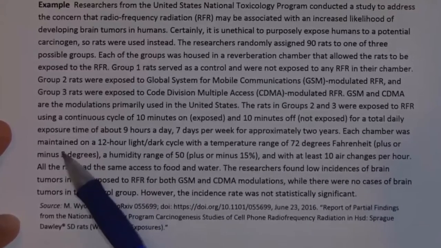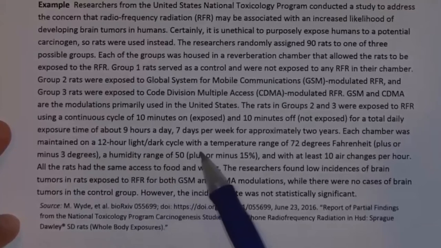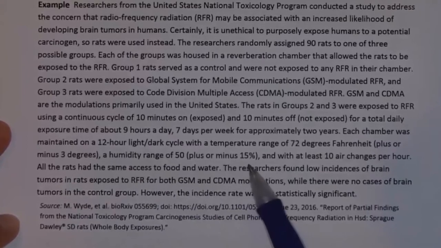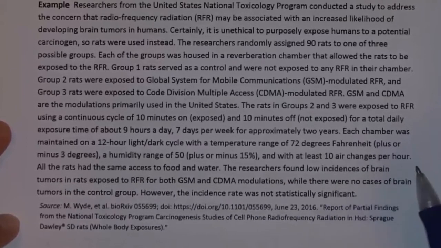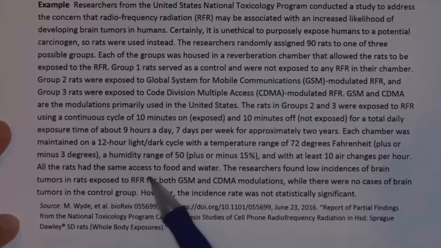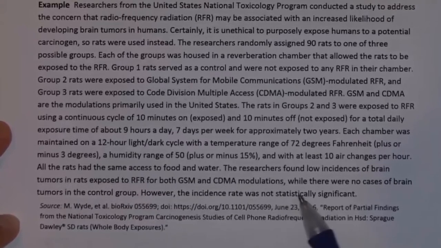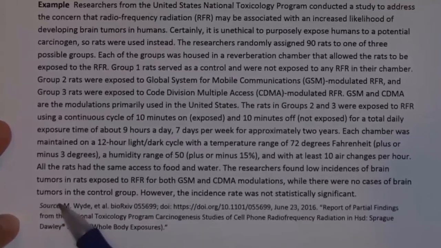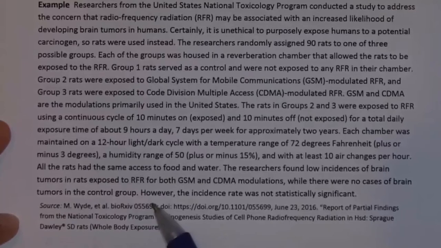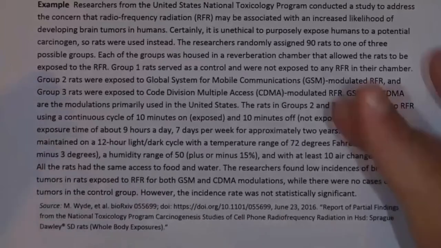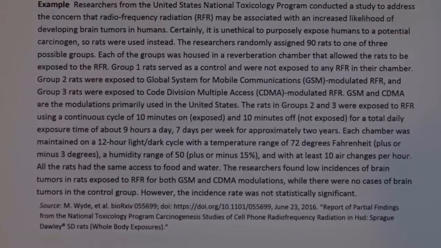Each chamber was maintained on a 12-hour light cycle with a temperature of 72 degrees Fahrenheit plus or minus 3 degrees, a humidity range of 50 plus or minus 15%, and with at least 10 air changes per hour. All rats had the same access to food and water. The researchers found low incidences of brain tumors in rats exposed to RFR for both the GSM and CDMA modulations, while there were no cases of brain tumors in the control group. However, the incidence rate was not statistically significant. So this second example is a designed experiment.